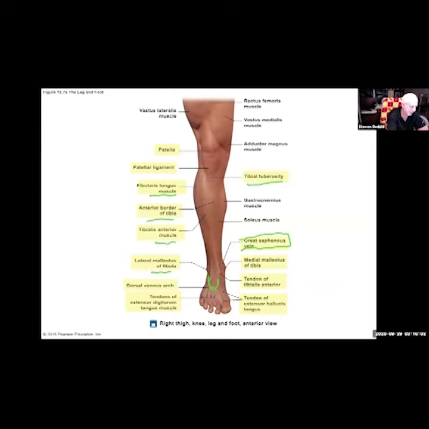You have your greater saphenous vein. Again, if you can't get an IV started in the arm, if the veins have collapsed or something, a lot of times if the veins aren't available up there, they'll go for the greater saphenous vein. It's a large vein in the foot, and you can start an IV in there. You have the medial malleolus of the tibia, and the lateral malleolus of the fibula. Tendons of the tibialis anterior, and tendons of the extensor hallucis longus. It's an extension here of your big toe. You can see a tendon from that.